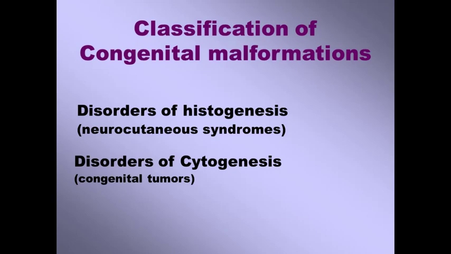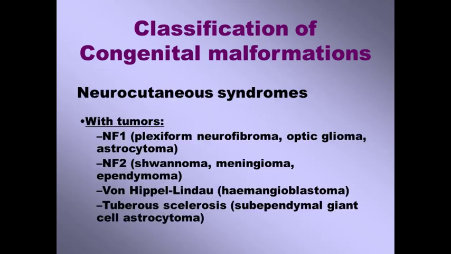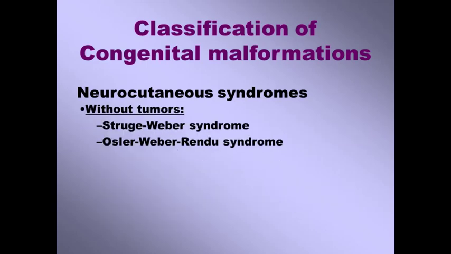Disorders of histogenesis, like neurocutaneous syndromes, or disorders of cytogenesis, congenital tumors. Neurocutaneous syndromes with tumors: NF1, plexiform neurofibromatosis, optic glioma, astrocytoma; neurofibromatosis type 2, schwannoma, meningioma, ependymoma; von Hippel-Lindau disease, hemangioblastoma; tuberous sclerosis, subependymal giant cell astrocytoma. Neurocutaneous syndromes without tumor, like Sturge-Weber syndrome and Osler-Weber-Rendu syndrome.